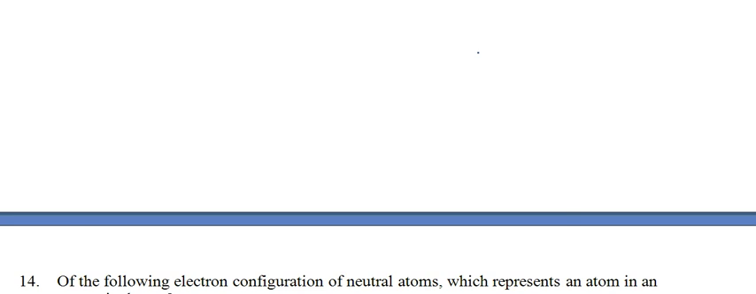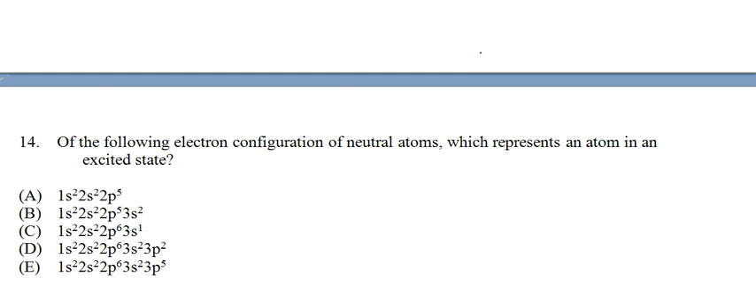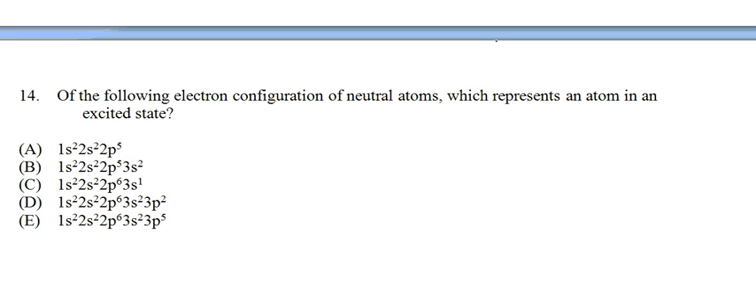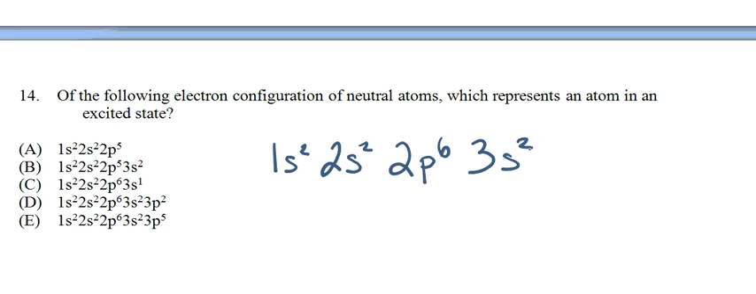14. Electron configurations. Of the following electron configurations of neutral atoms, which represents an atom in an excited state? Now, you don't need your periodic table for this, but do realize that for ground state, we're going to fill up our 1s orbital with 2 electrons. Then we'll jump to the second row and fill up our 2s orbital with 2 electrons. Then we'll jump over to the 2p and put 6 electrons in there. And then we'll jump to the 3s and drop 2 electrons there. And then we'll drop 6 more electrons in our p.